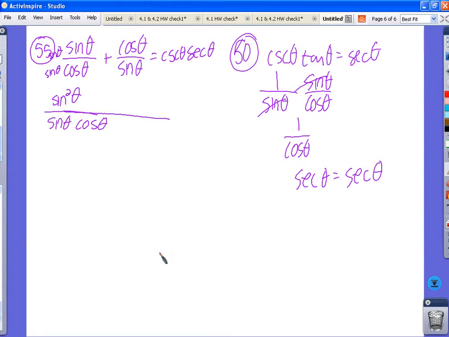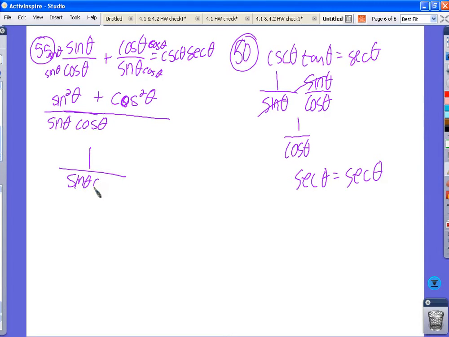So multiply this one by cosine over cosine. Then we get sine times cosine. So we multiply by cosine, and we get cosine plus cosine squared. Sine squared plus cosine squared. Isn't there a formula? I couldn't tell you. This equals 1. Whoa. What? One over sine.